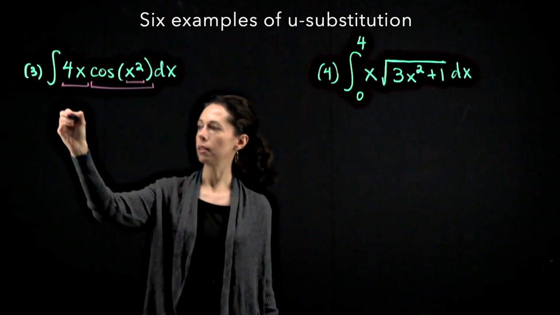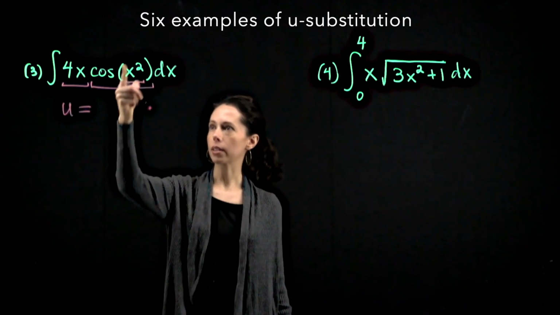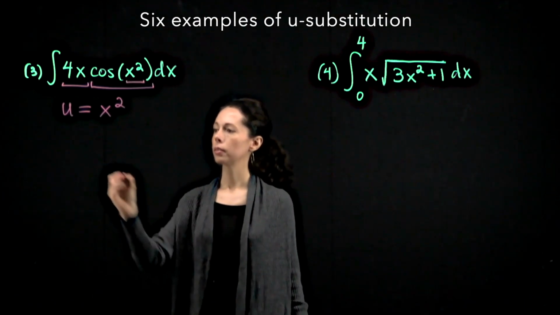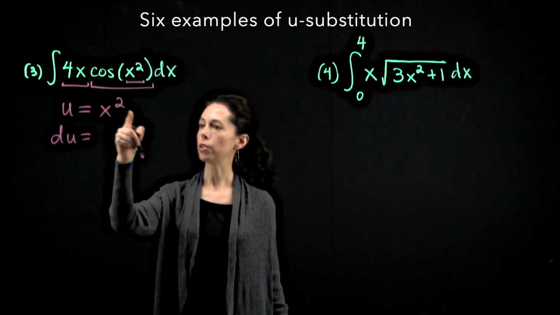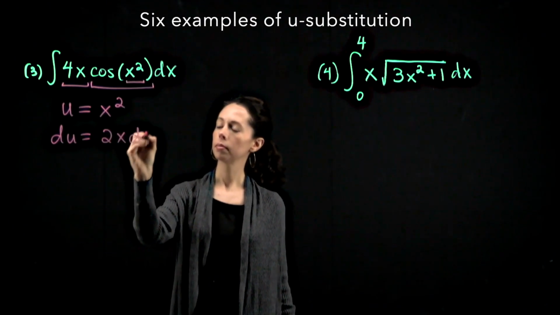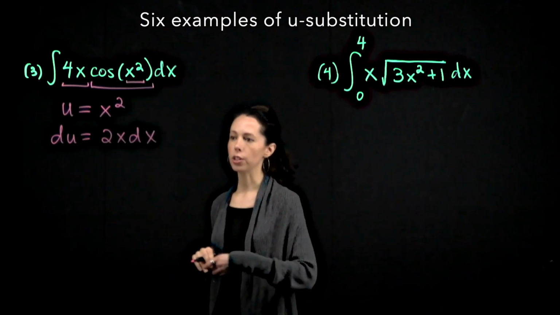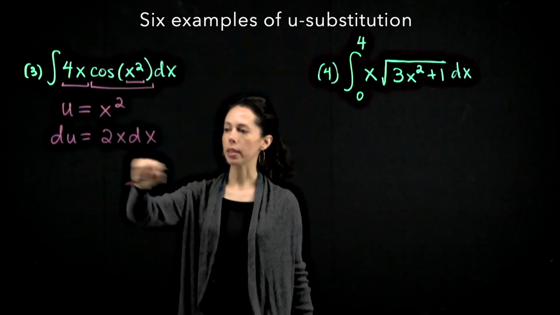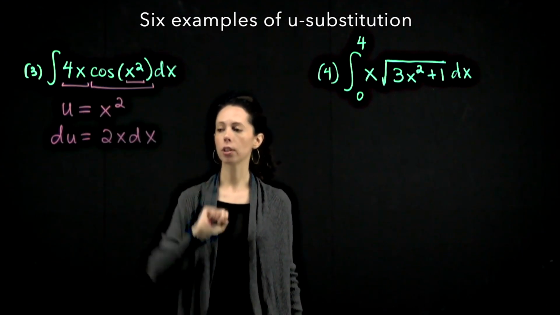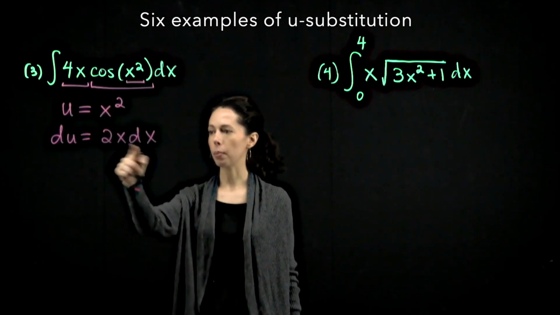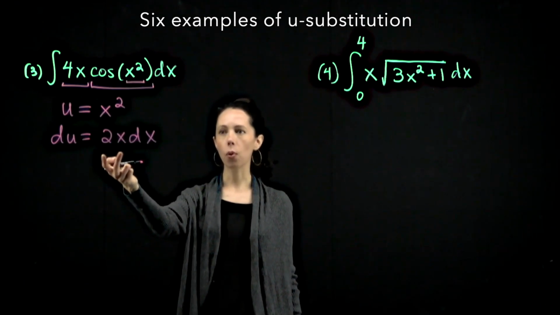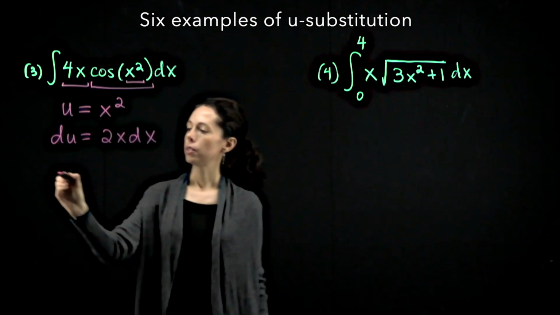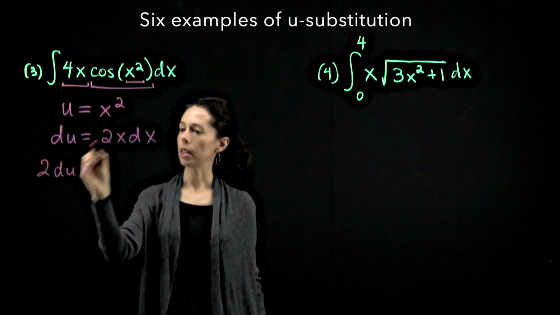So what I'm going to say is u is x squared, then du will be 2x dx. And then, since it's just off by a multiple, you can figure out what to multiply both sides of this equality by in order to make it a perfect match. In particular, if I multiply both sides by 2, then I will pick up a 4x dx, and that's going to allow me to make a perfect replacement in my original integral. So 2 du is 4x dx.